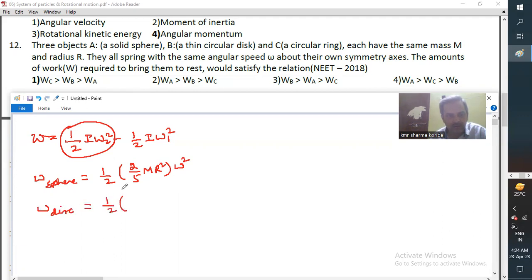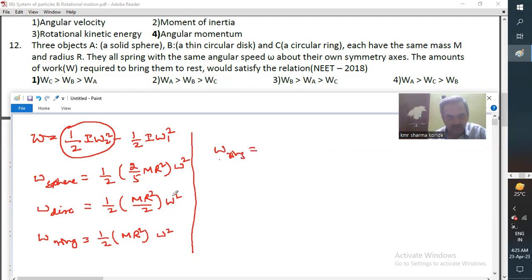Same formula, but the moment of inertia about an axis passing through the center perpendicular to the plane for the disc is mr square by 2, with the omega square. For the case of the circular ring, the moment of inertia about an axis passing through the center perpendicular to the plane is mr square, omega square. So for the ring, the omega square and the half are the same; only the factor is 1.